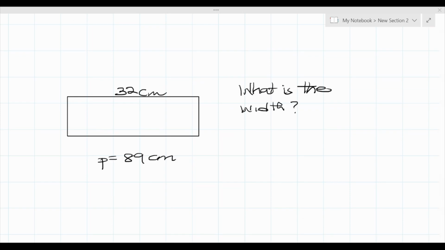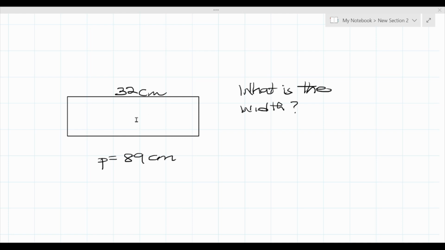Now we go to this question that is perimeter based, but they give us the perimeter and then ask us, based on the information provided, to tell what the width is. So here's the question as stated. The perimeter of a rectangle is 89 centimeters. If the length is 32 centimeters, what is the measurement of the width?